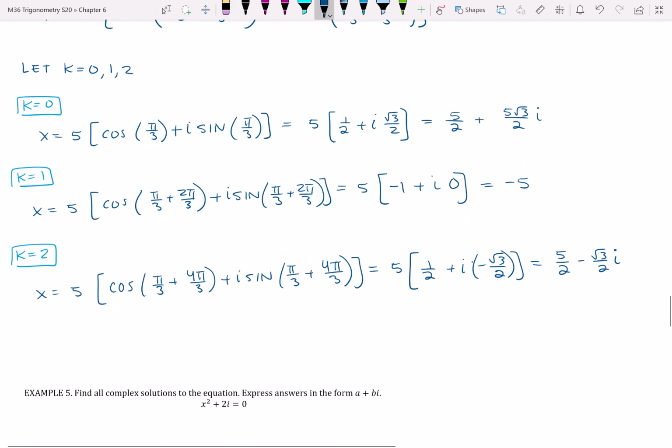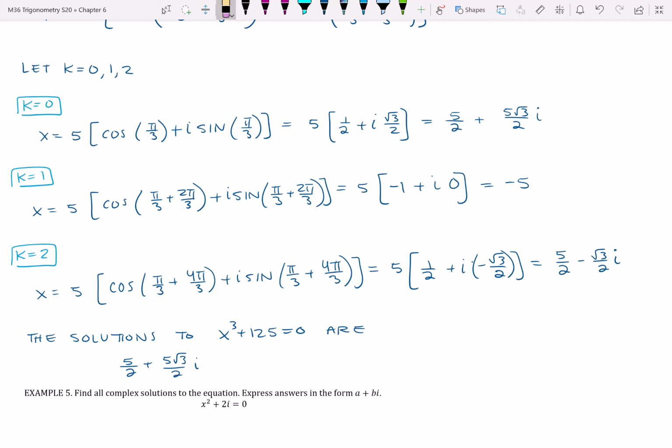So the solutions to x to the third power plus 125 is equal to 0 are, and again, 5 over 2 plus 5 square root of 3 over 2i. Oh, actually, I messed up on this previous one here. Again, I forgot to distribute that 5 to that last one. So this is going to be 5 square root of 3 over 2i.